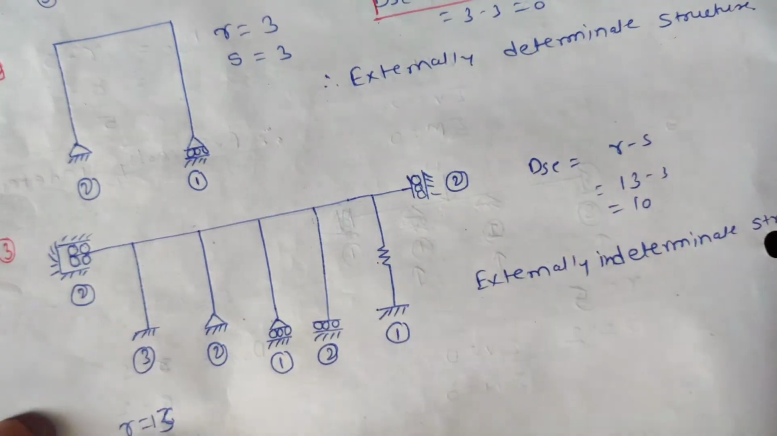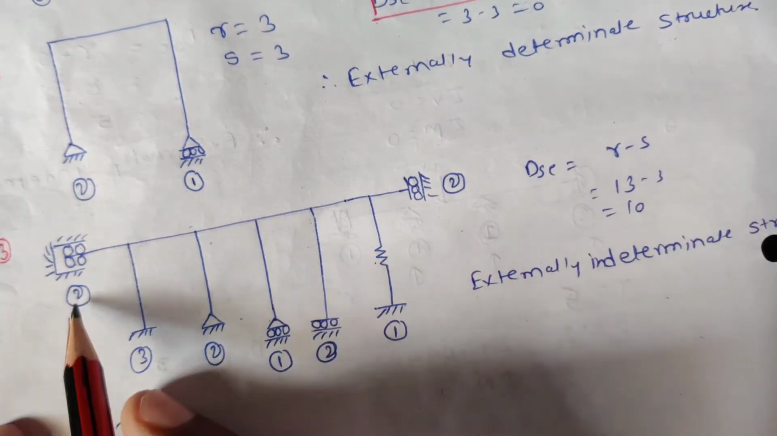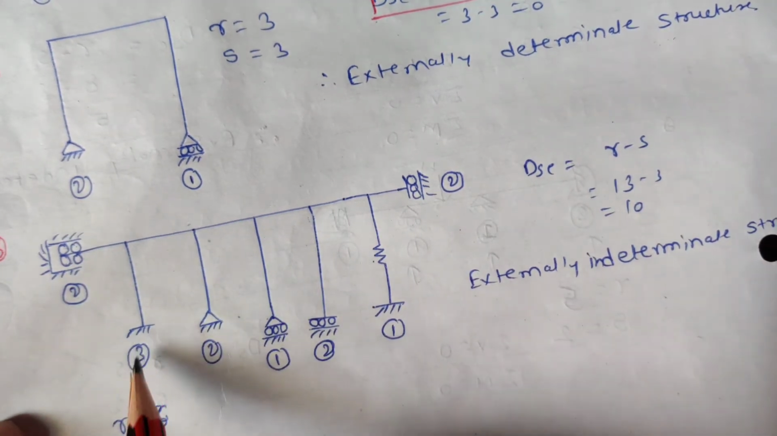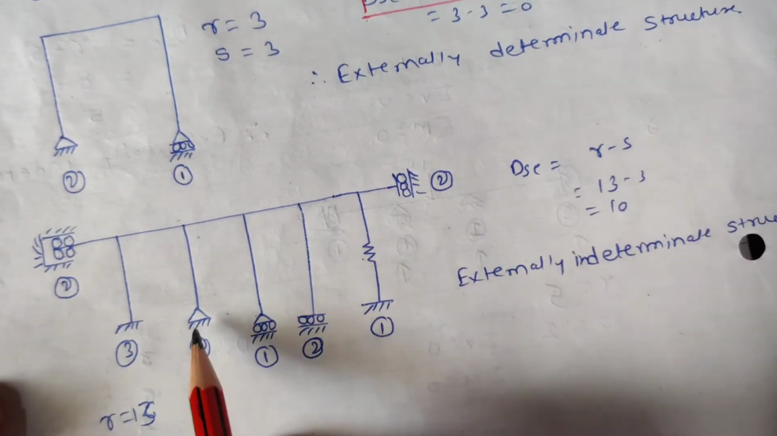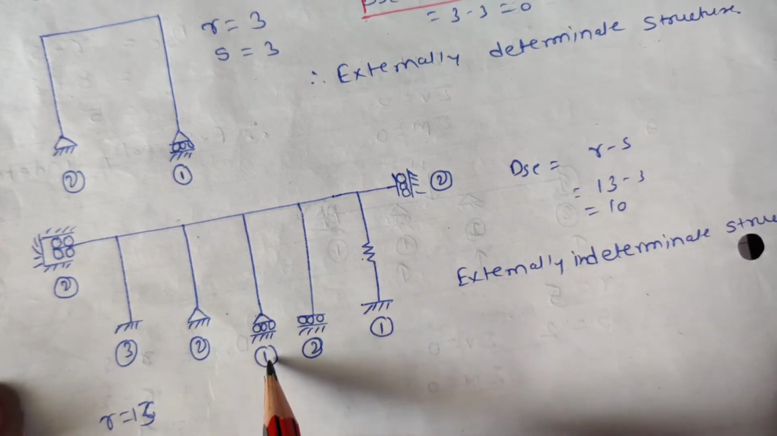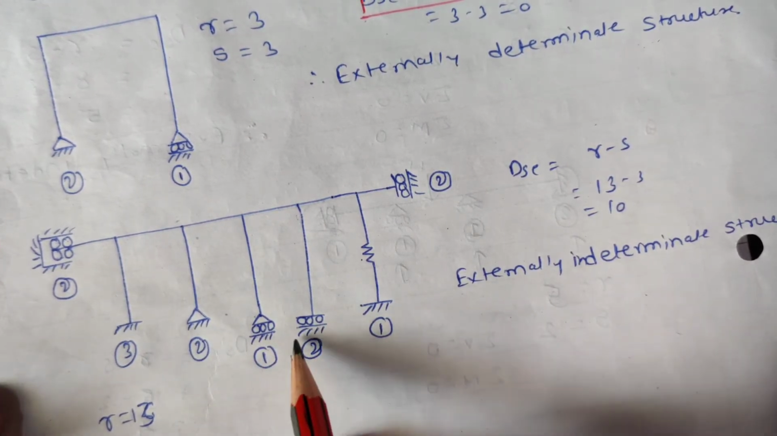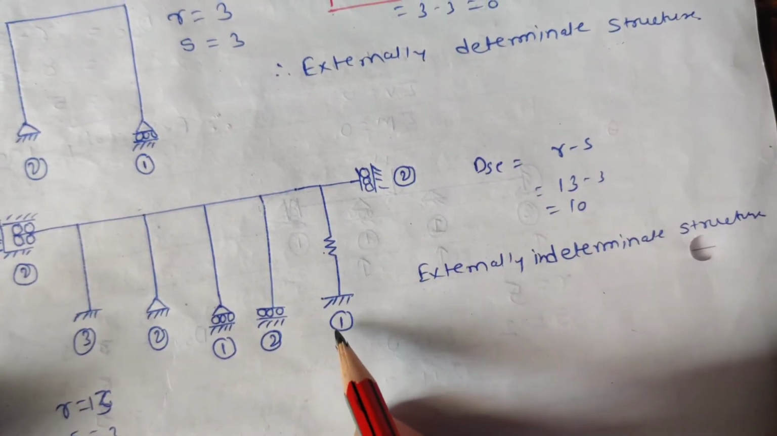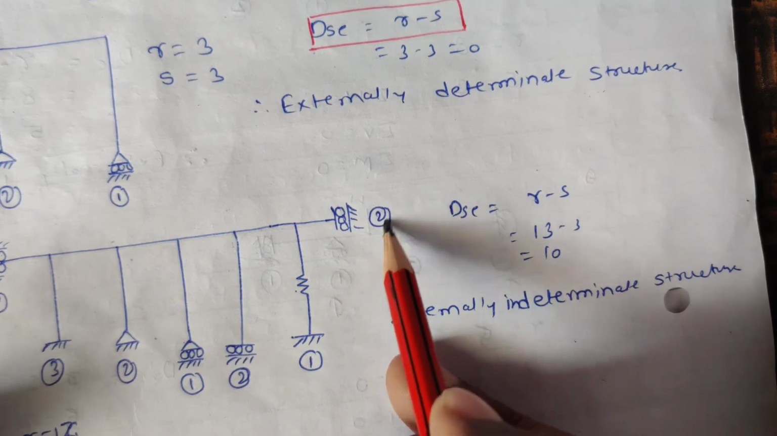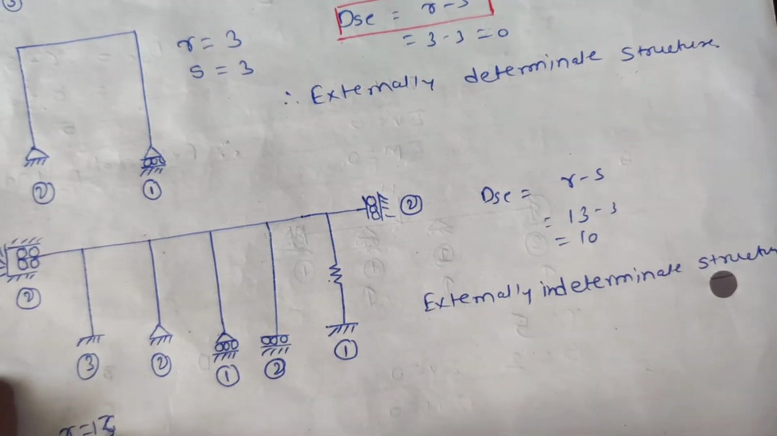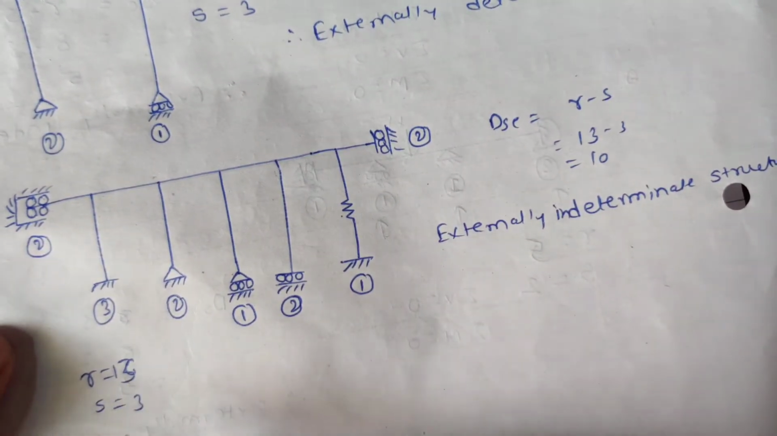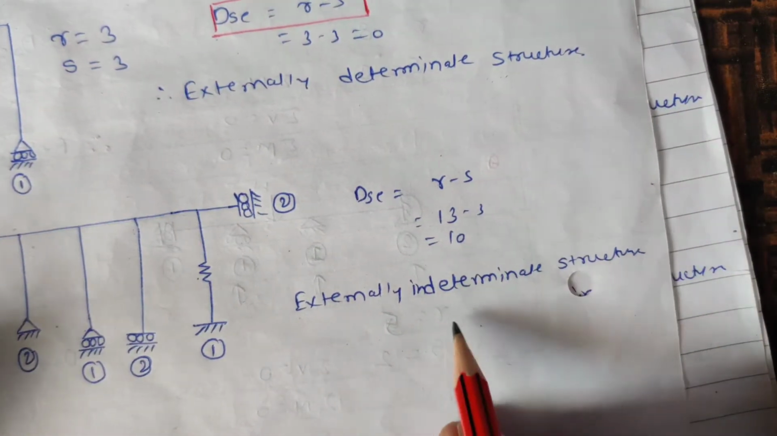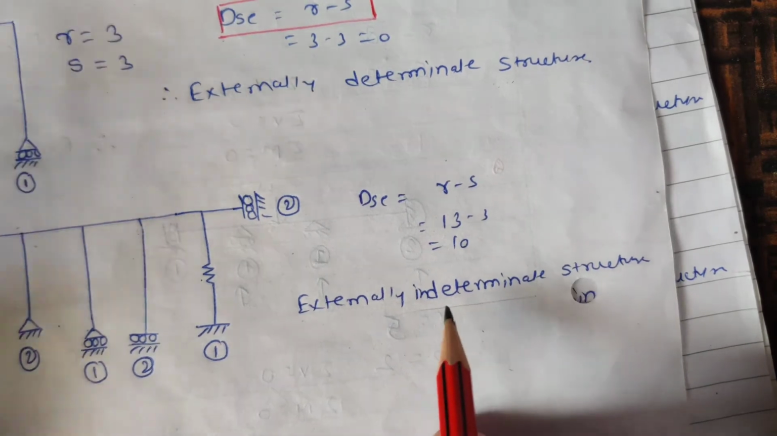Let's consider one standard example. For a horizontal guided roller, reactions 2; fixed support 3; hinge support 2; roller support 1; horizontal roller support 2, axial and vertical 2. Count the reactions. Here R is equal to 13 and S is equal to 3. Yes, 13 minus 3 is equal to 10. Externally indeterminate structure.